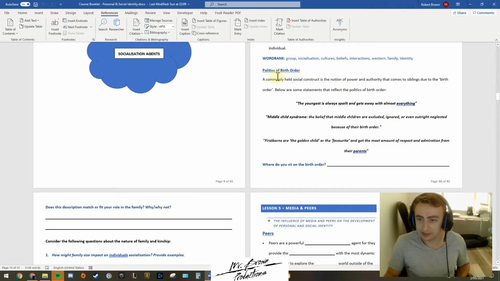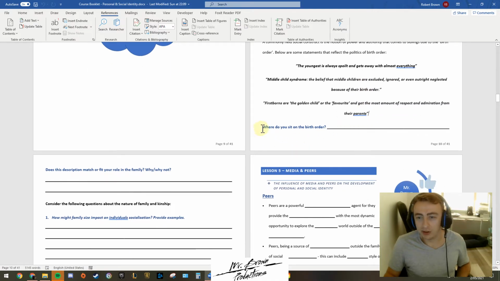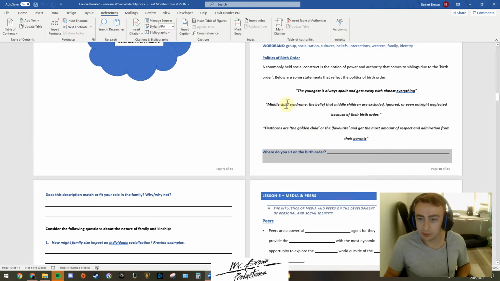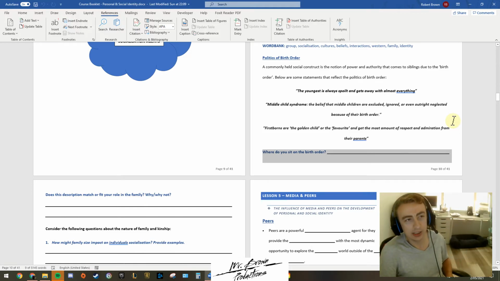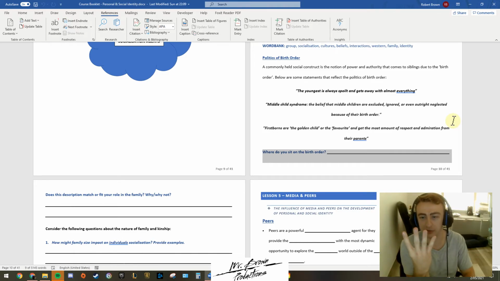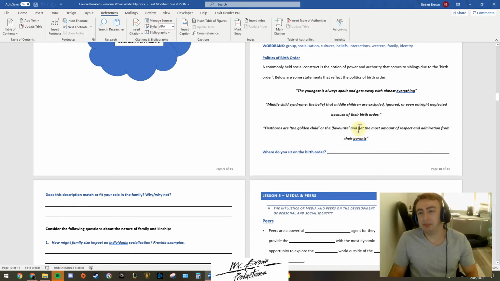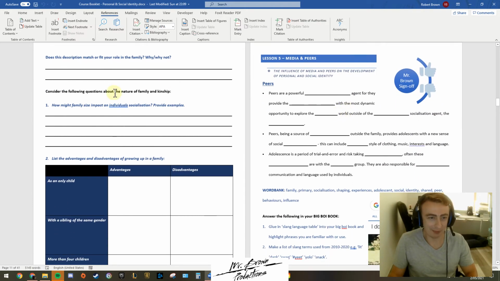So what I want you to do is examine that politics of birth order. I want you to tell me where you sit on the birth order. Are you a firstborn, middle child, or the youngest? Say you've got a family of four, the two in the middle would be considered the middle child. So even if you have an even number, you'd be considered the middle child, just for clarification. If you're an only child, you're the firstborn. Only children get the best of both, because they get the firstborn aspect, but they also get the younger spoilt aspect too. So they're living the dream. Again, a social construct and very stereotyped.